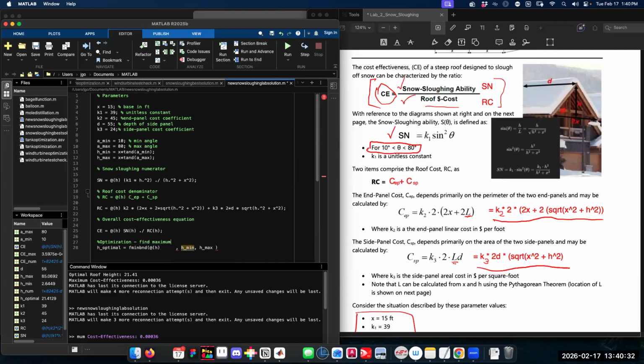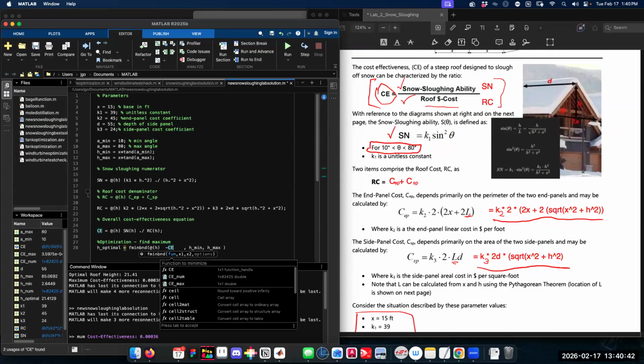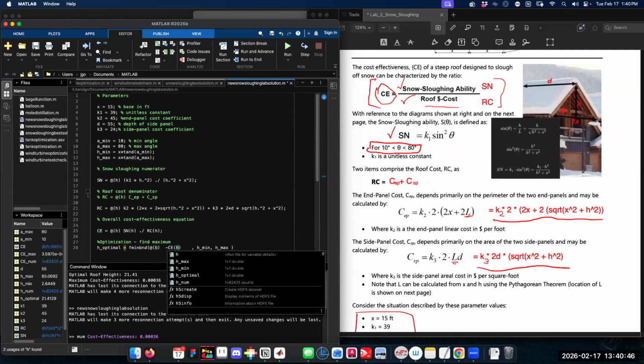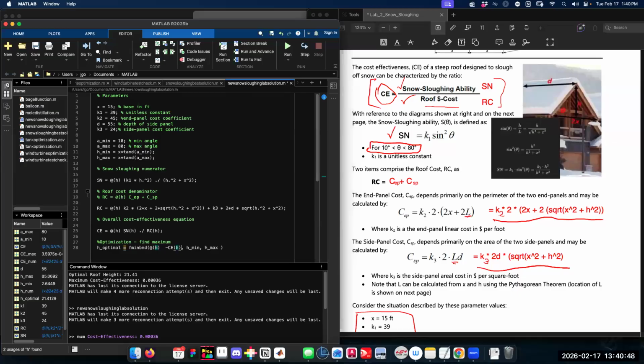But this function, to make the optimization, we want to actually map is total CE, right? But then we have to make it negative so we can get the actual maximum instead of minimum. So we got CE negative of that, and then it's of H. And that then should work.